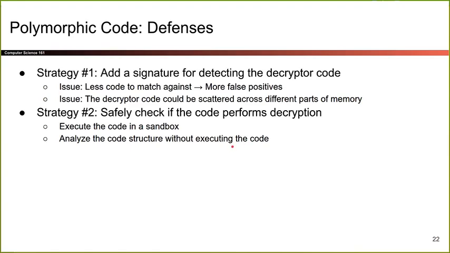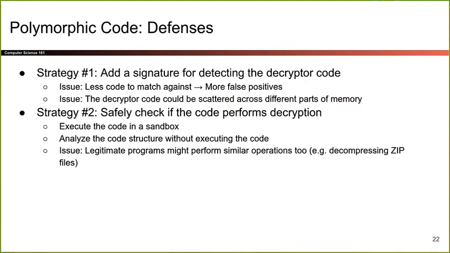Another way to check is to analyze the code structure without executing it. So maybe just look at the code and see, are these instructions for decryption? If so, maybe this is a polymorphic virus. Or analyze the code and see, wait a minute, the decryption key is in plain text. That could be a sign that we have the polymorphic virus. And again, the issue here is that legitimate programs will probably do the same thing, right? So one example, I think zip files sometimes use encryption and decryption algorithms, I suppose. So that could also be a case where the decryption algorithm is confused with a legitimate program that's using a decryptor algorithm.